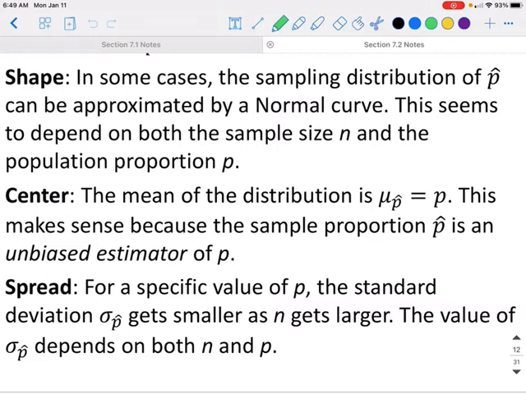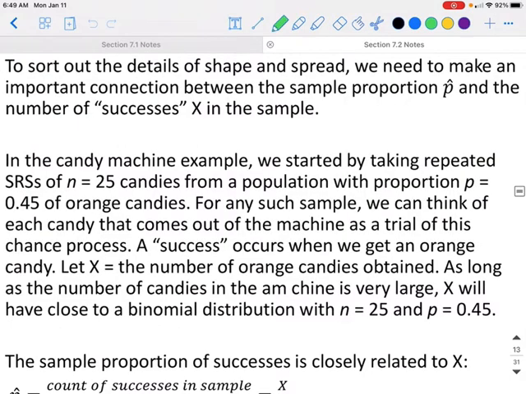For a specific value of p, the standard deviation gets smaller as the sample size gets larger. But the value of our standard deviation depends on both the sample size and the population proportion. To sort out the details of shape and spread, we need to make an important connection between the sample proportion p hat and the number of successes x in the sample.